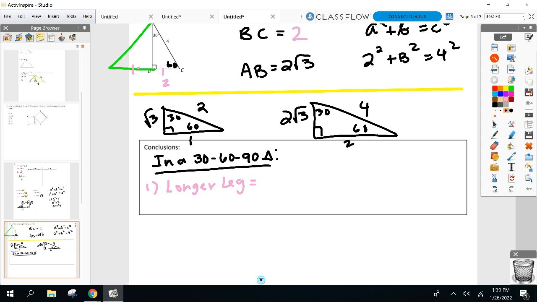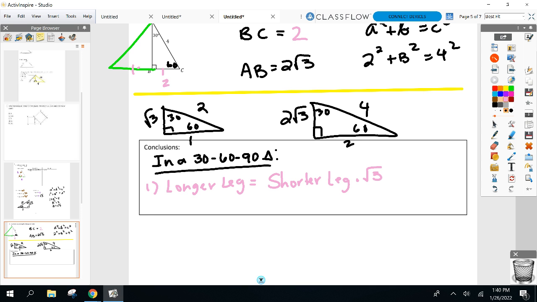Look, I had 1 as my shorter leg. I have radical 3 as my longer leg. 2 as my shorter leg. 2 radical 3 as my longer leg. Tavy, what do I do? Multiply by radical 3. Times the smallest leg. Shorter leg times radical 3. All right, the longer leg can be found by taking the shorter leg and multiplying it by radical 3.